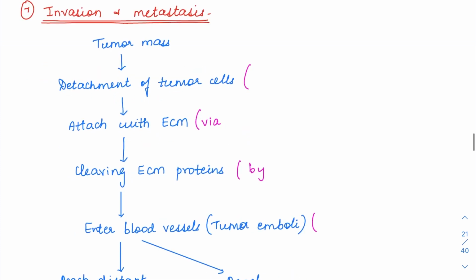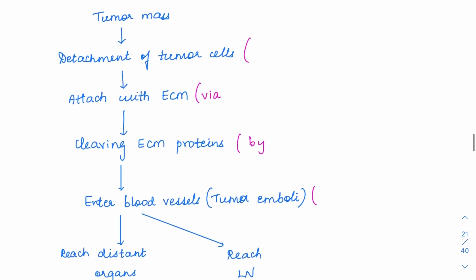So the next hallmark will be invasion and metastasis. Now that the tumor cells are growing, they need to invade into the local surroundings, and they also have to invade the blood vessels and go to distant sites for metastasis. For metastasis to happen, there is a specific pathway under which this happens.